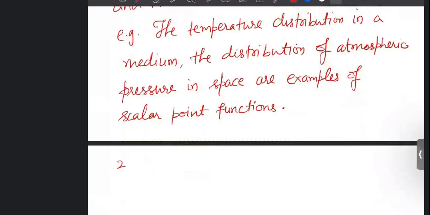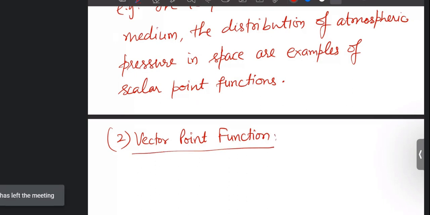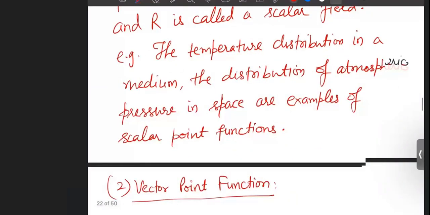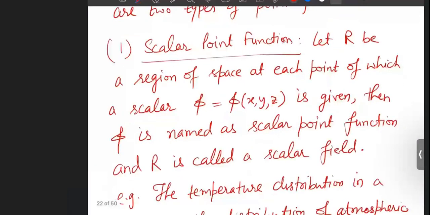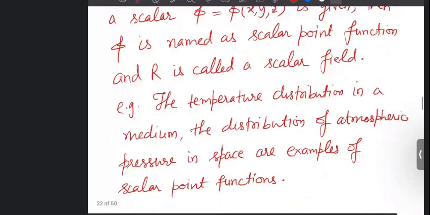Now the second is the vector point function. Vector point function means, as in the above one, in the given region R, if for each point of the given region R a vector quantity is assigned, then that quantity is named as a vector point function, and the region is named as a vector field.